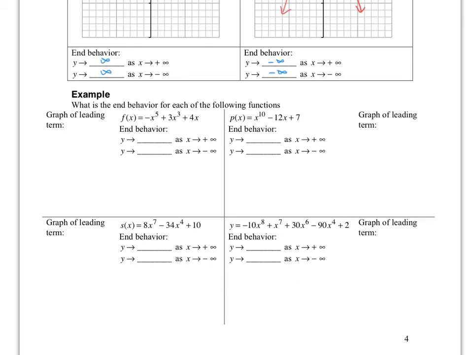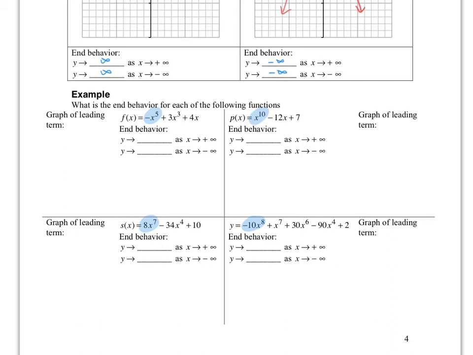it should be self-explanatory. Remember, you only focus on the leading term, which for the first problem is this one. Second problem is this one. The third one is this one, and so forth. So let's look at the first one. So what will be the end behavior?